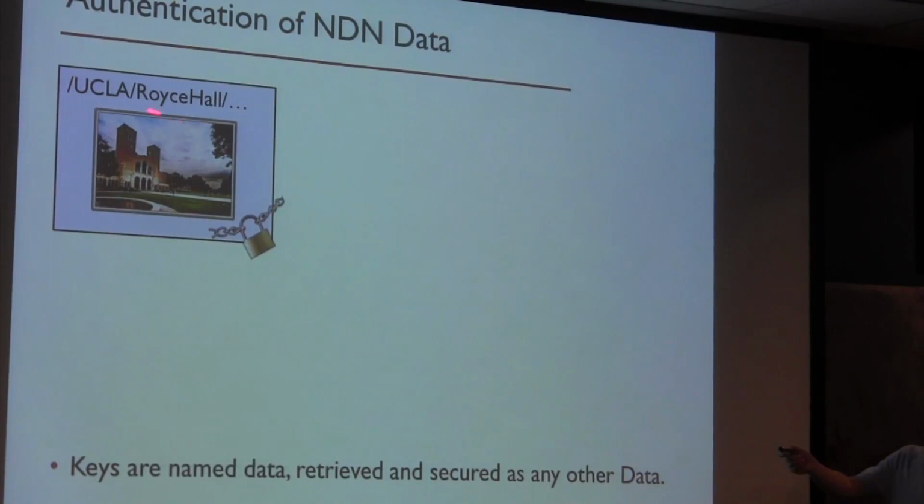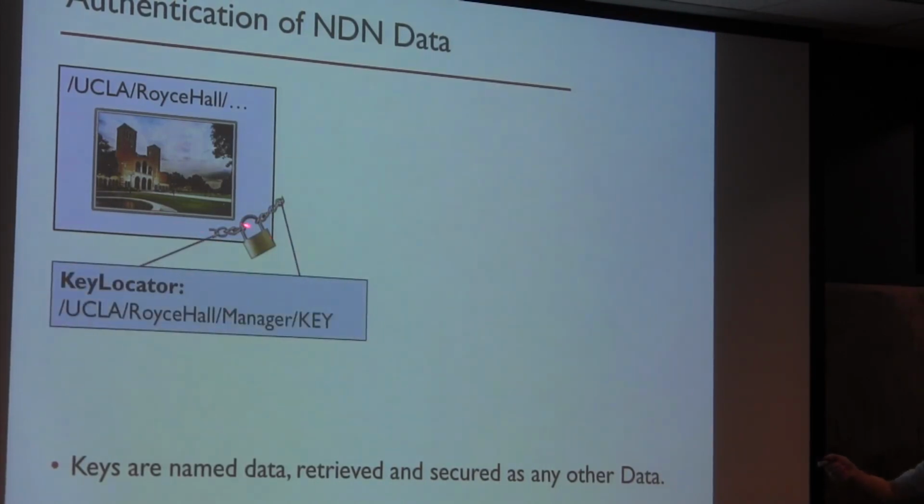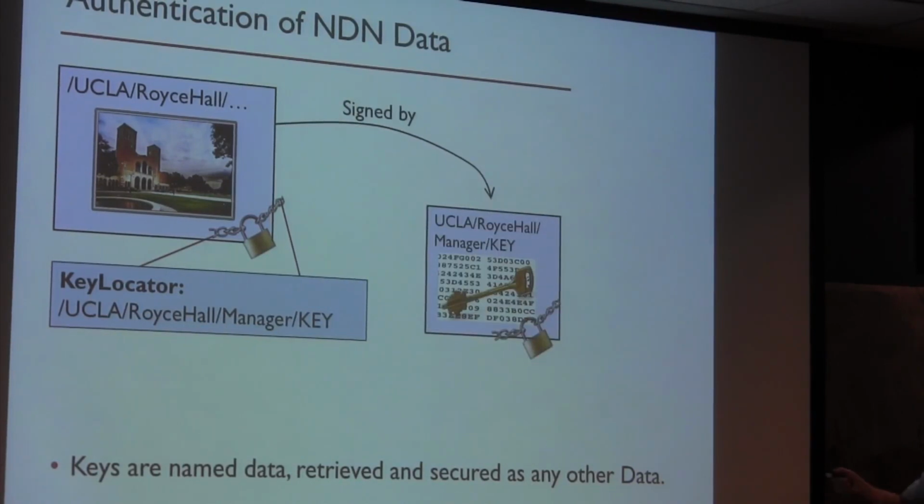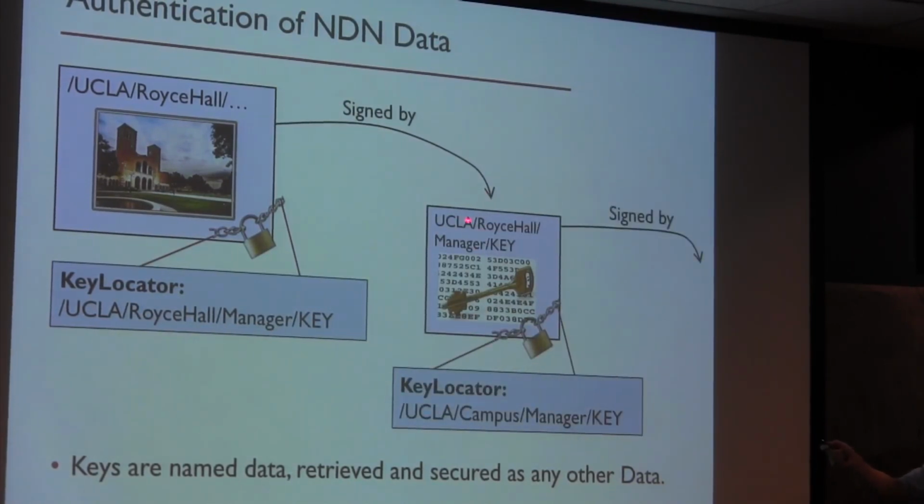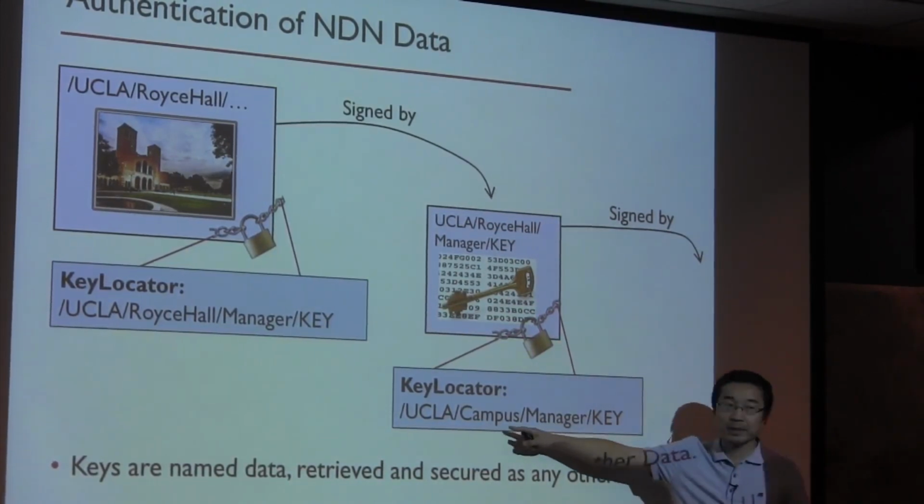More specifically, if I have this data and this is what I receive, how do I verify this signature? I need the key, the public key for this signature, so that I can verify the signature is correct. How do I get the key? In NDN, a key is just another type of data. It has a name, it has its content. So in the signature part, there is a field called a key locator. It tells you the name of the key that is used to sign this data packet. And you know, in order to verify this signature, I need to retrieve this key. So you send an interest to retrieve that key. And this key, as another data object, has a name, like user Royce Hall manager key, and is itself also signed by the campus manager.